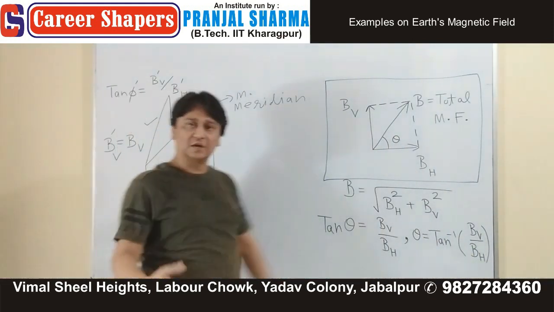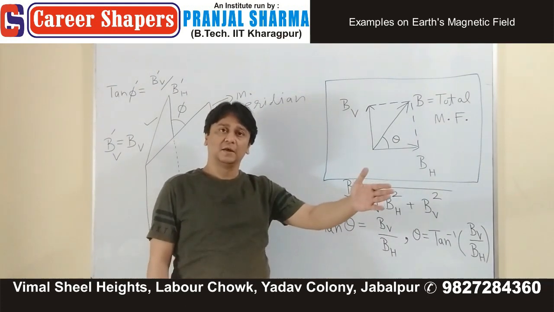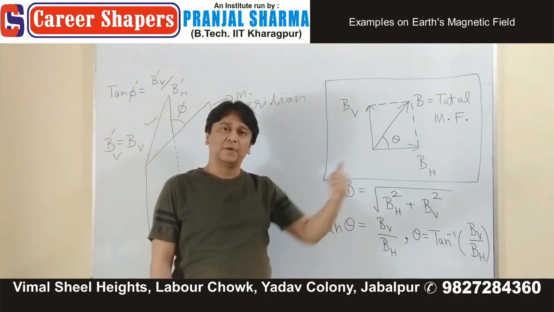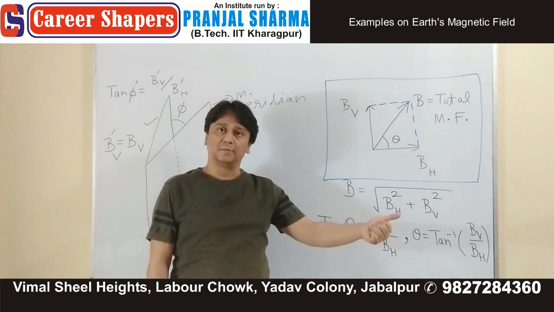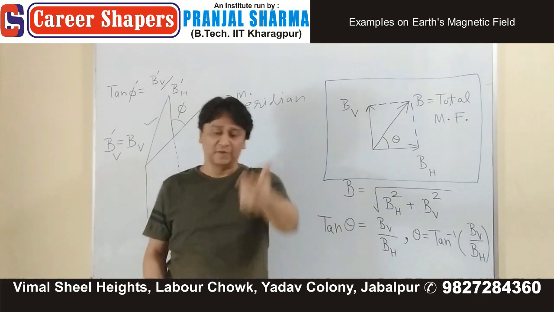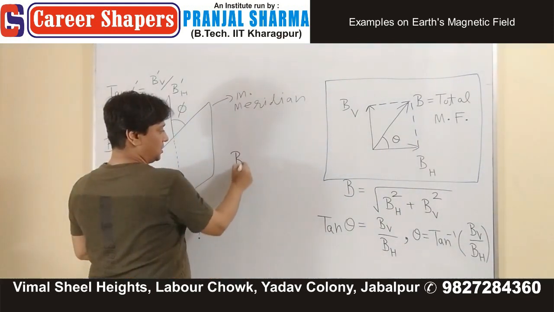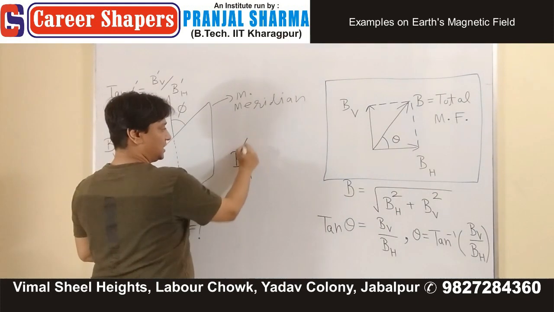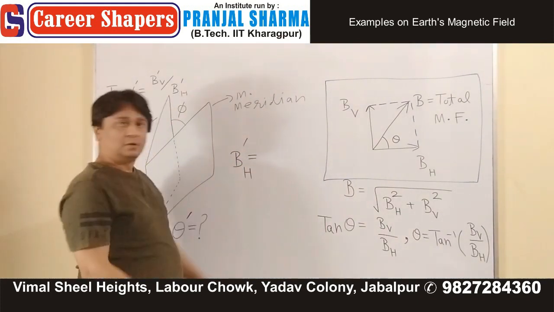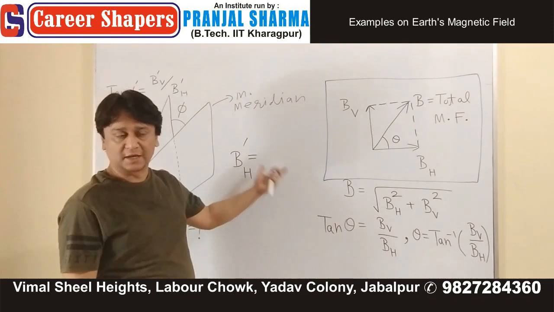They can simply ask you that a magnetic compass is rotated by an angle of phi, keeping it vertical. Then what happens to the vertical component? It will remain the same. What happens to the horizontal component? That's what my question is. You just need to figure out BH dash. It should not take more than 10 seconds.